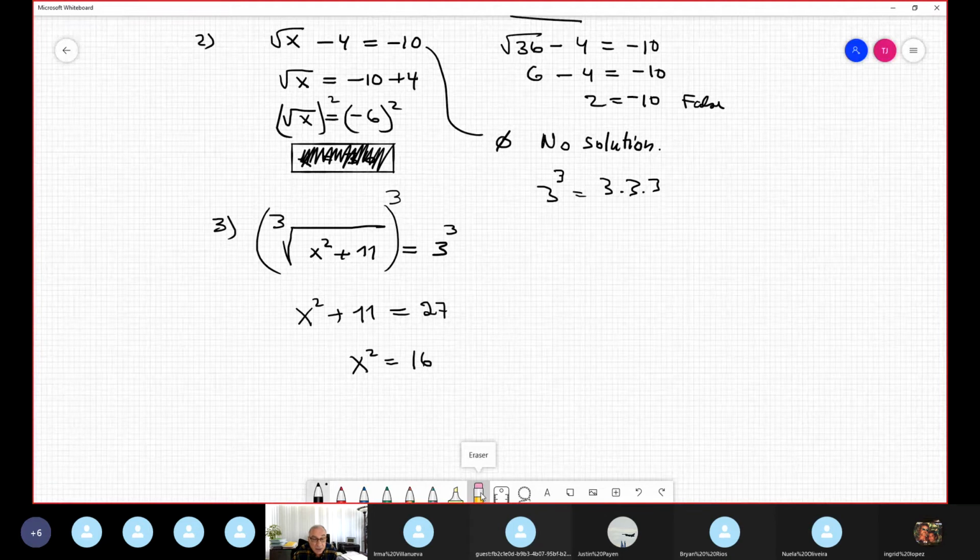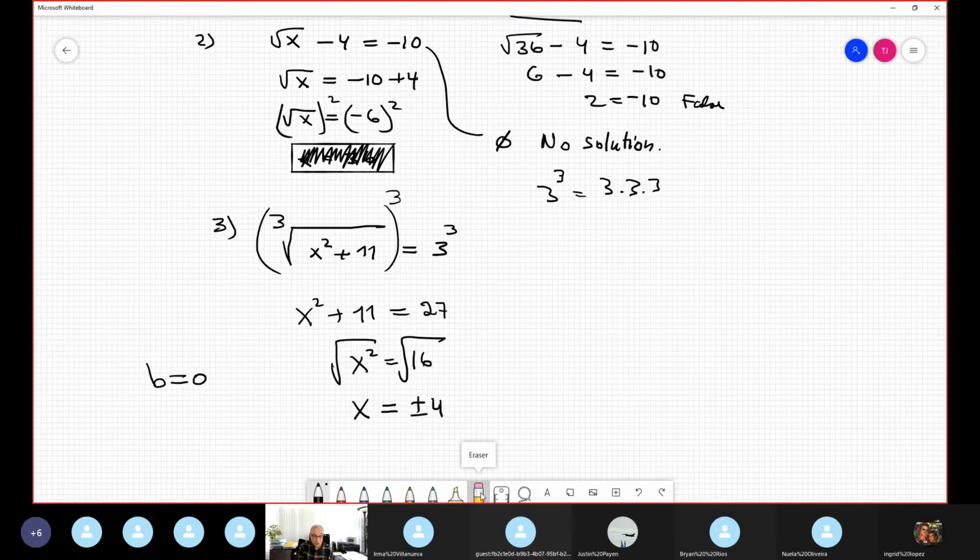Now you have a quadratic equation, but this one is special. Remember, when b is 0, nobody uses the quadratic formula. Everyone uses the square root method. So you apply the square root to both sides. This is x and this is plus or minus 4. So we have two solutions, plus or minus 4. By the way, for these solutions you don't need to check in the original because I guarantee you 100% both work perfectly.